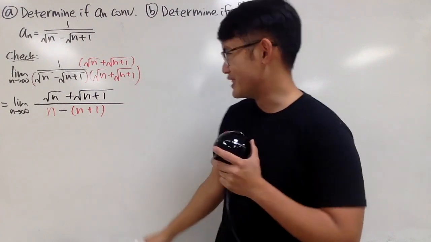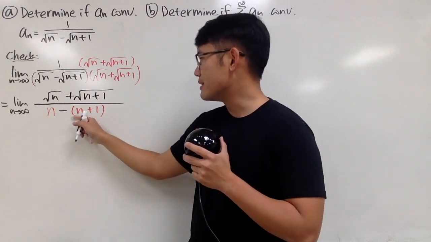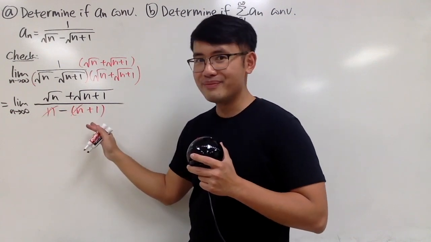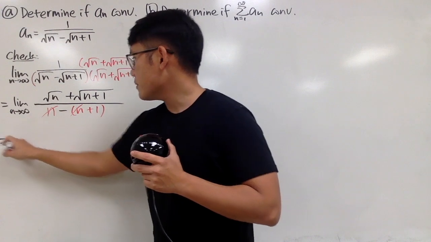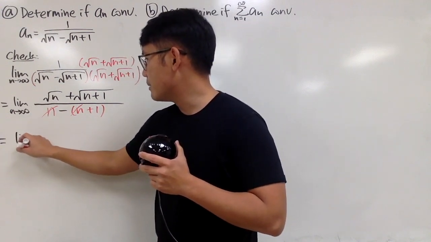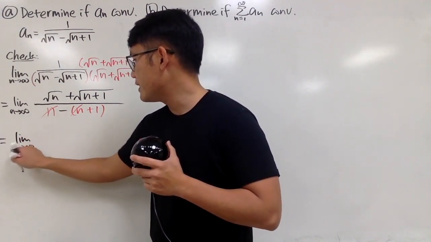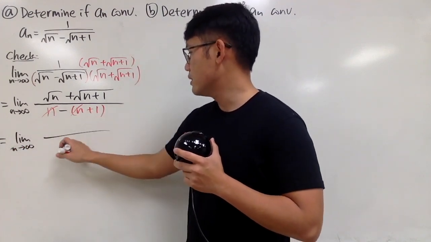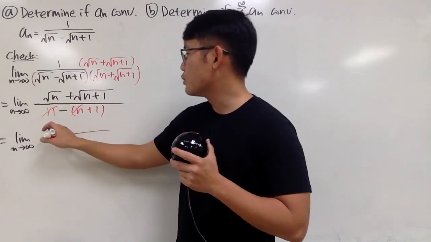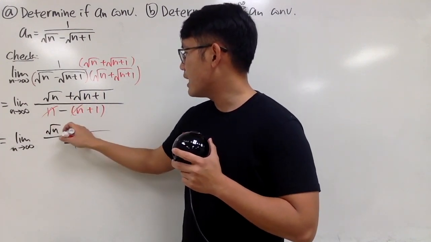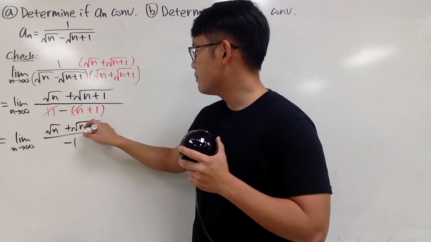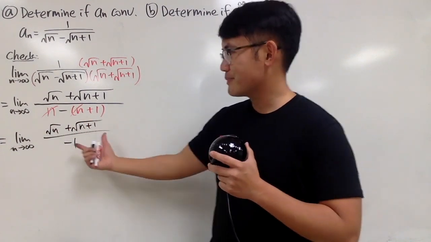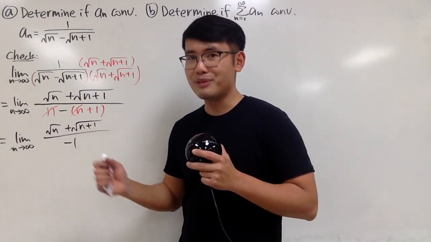And now, we see that minus this, of course, they cancel, but in the end, you actually have a -1, right? So, here is the deal. We are taking the limit as n goes to infinity, and we have a -1 on the bottom, and on the top, we have square root of n plus square root of n plus 1, like this. And now the question is, when n goes to infinity, what happens?